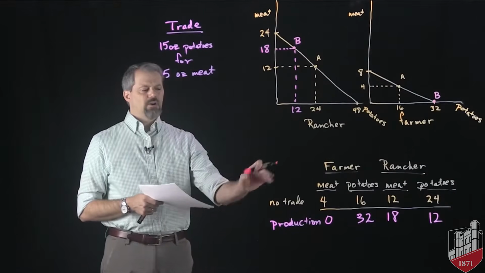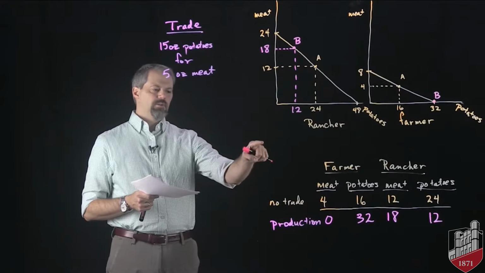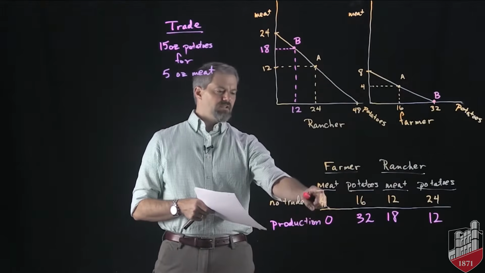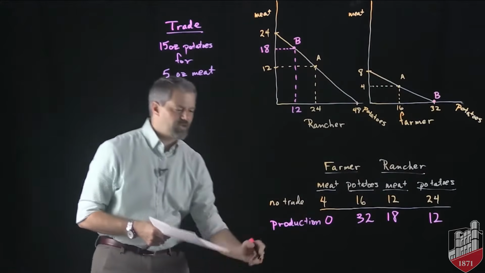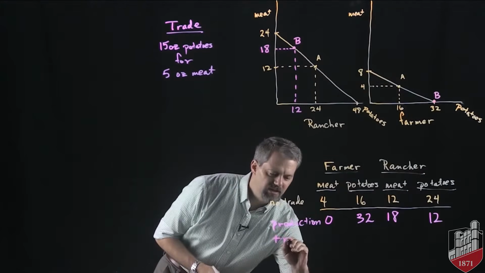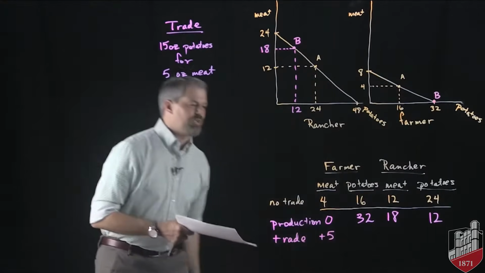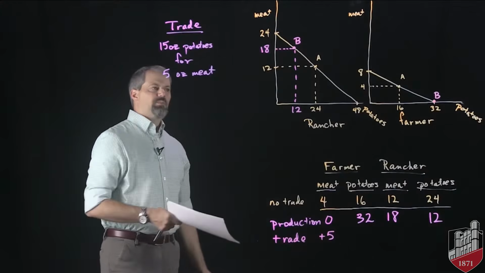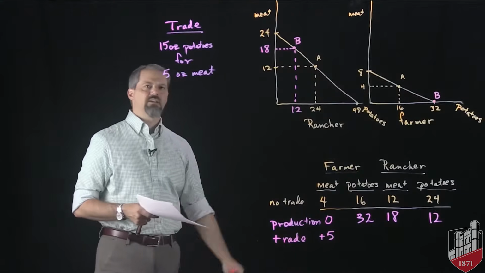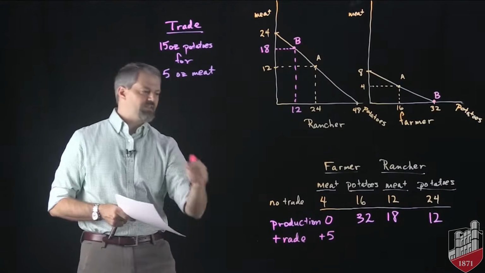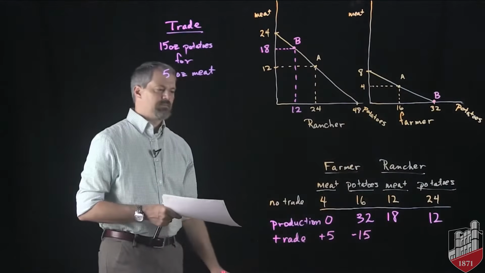Now let's add to our table the trade that we've got up here. The farmer is producing 0 ounces of meat, but is going to get 5 ounces of meat in the trade. So here's the trade. The farmer is going to get 5 ounces of meat. In terms of potatoes, the farmer is going to be producing 32 ounces of potatoes, but is going to trade 15 ounces of them away. So this is going to be minus 15 ounces.